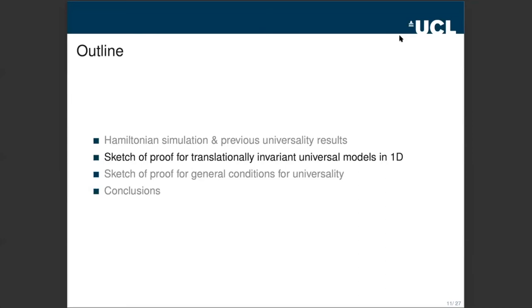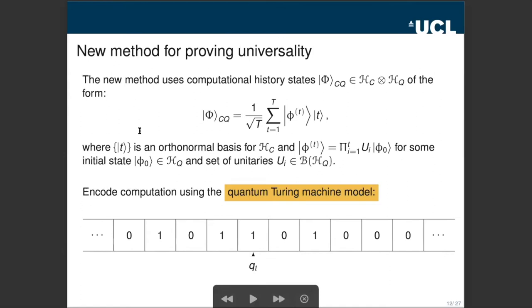So as I mentioned in the introduction, before we delve into a proof of the general conditions of universality, we're going to try and gain some intuition for how our new method for deriving universality works by looking at our proof of two new universal models, which are both translationally invariant models in one dimension. So the basis of our new method of proving universality is that we can encode computation into the ground states of local Hamiltonians using history states.